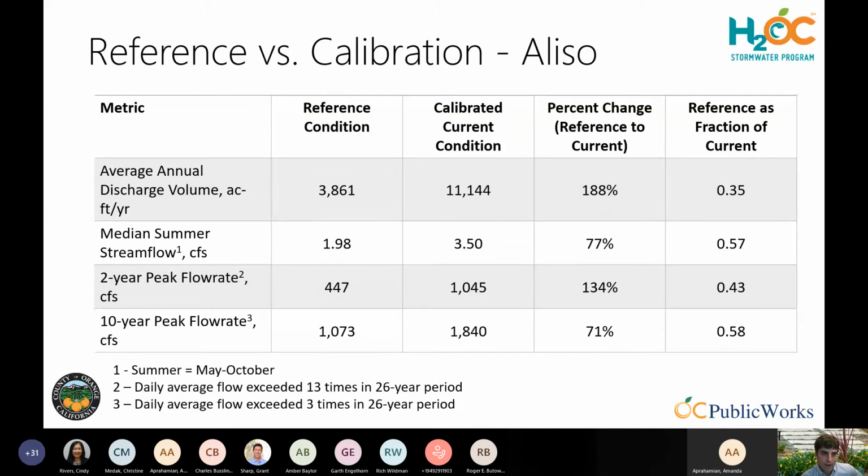So here are a few more numeric ways to look at this. The first line is the average annual discharge volume. First reference, then calibrated, then a percent change. So we see that average annual discharge volume has increased a lot. We know that happens with urbanization. It comes in both higher low flows as well as higher storm flows. The median summer flow, here's a comparison.